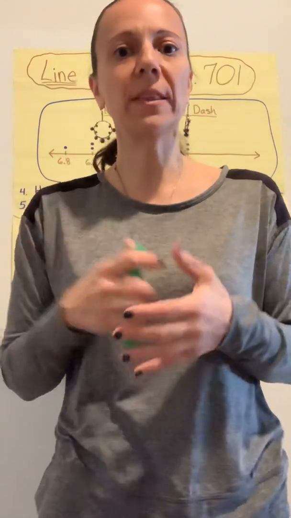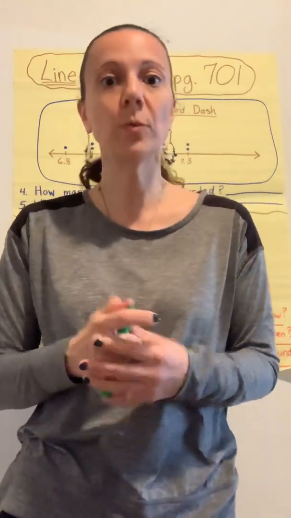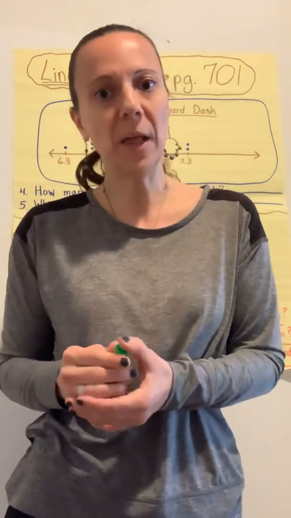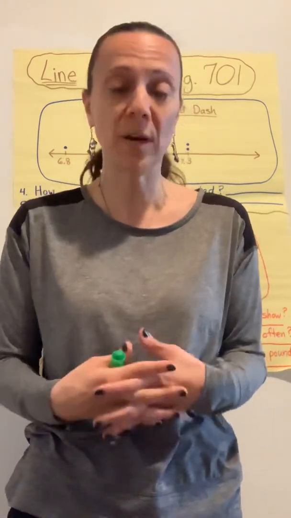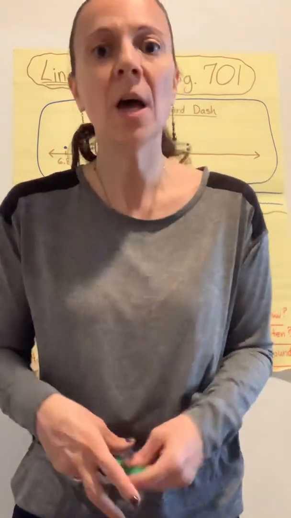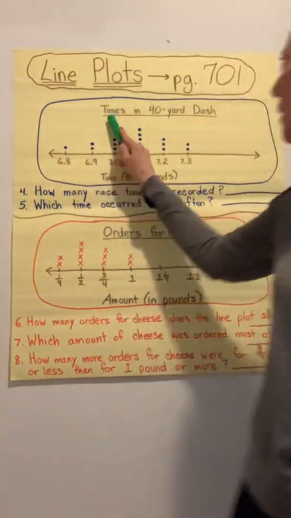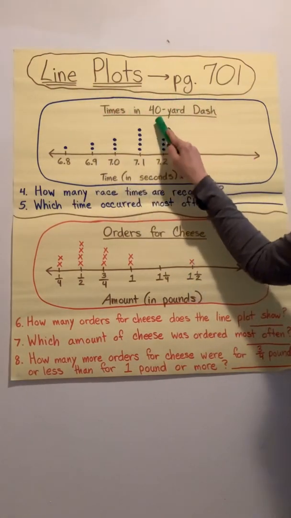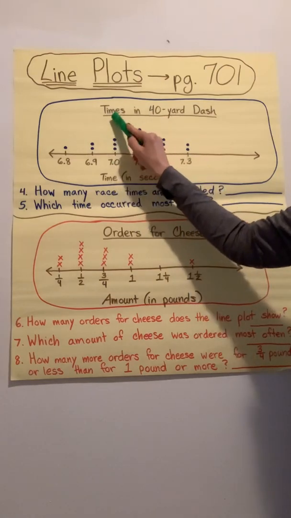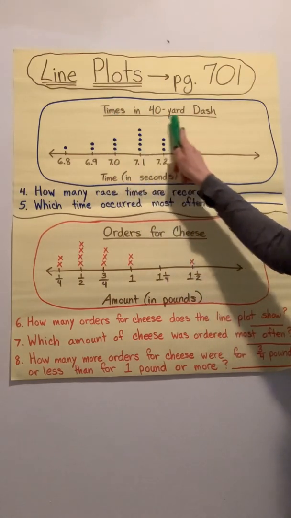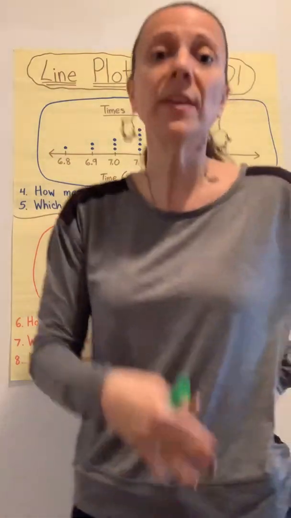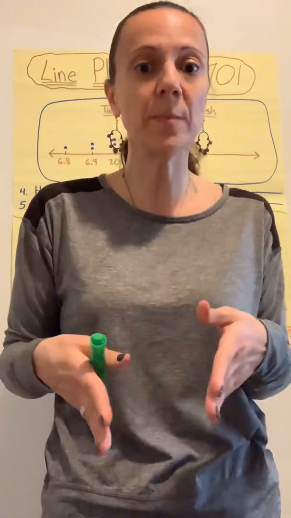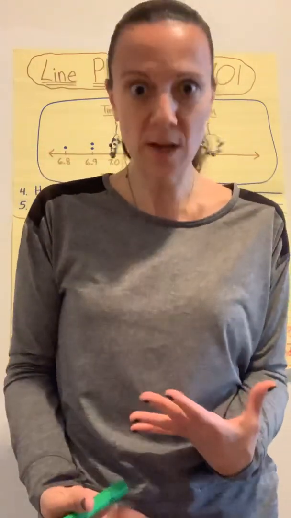So we're going to look at the two line plots that are on page 701, which hopefully you've also tried a little bit on your own, and go over how to read a line plot and how to answer certain types of common questions you might be asked about one. So if I look at the line plot, first of all, there is always a title at the top. The title tells me what this line plot represents. So for example, this top one here says times in 40-yard dash. That means obviously a bunch of people ran this race called the 40-yard dash. They were timed and they were asked what their time was.